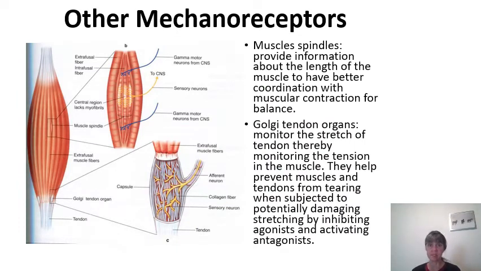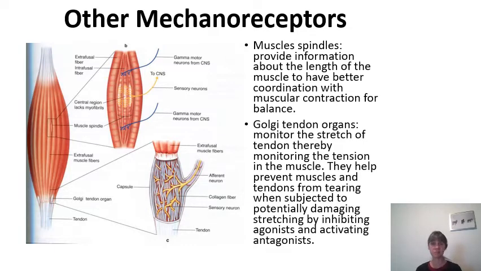Other mechanoreceptors include muscle spindle fibers, which are located in the muscle belly, and they consist of different fibers, including extrafusal fibers and intrafusal fibers. They basically carry information to the central nervous system regarding the length of the muscle to have better coordination in terms of muscular contraction so that the body can balance accordingly. If a person were to walk across a log to cross a creek, there are different muscles that may start to contract due to the information that's being sent to the central nervous system to help coordinate balance.